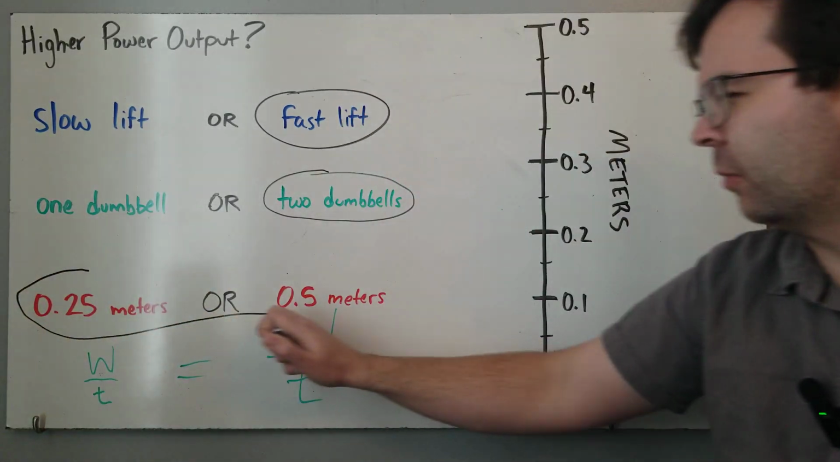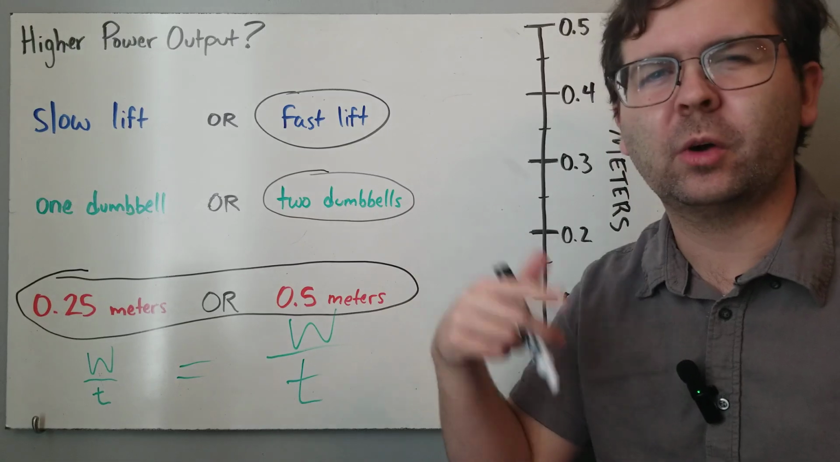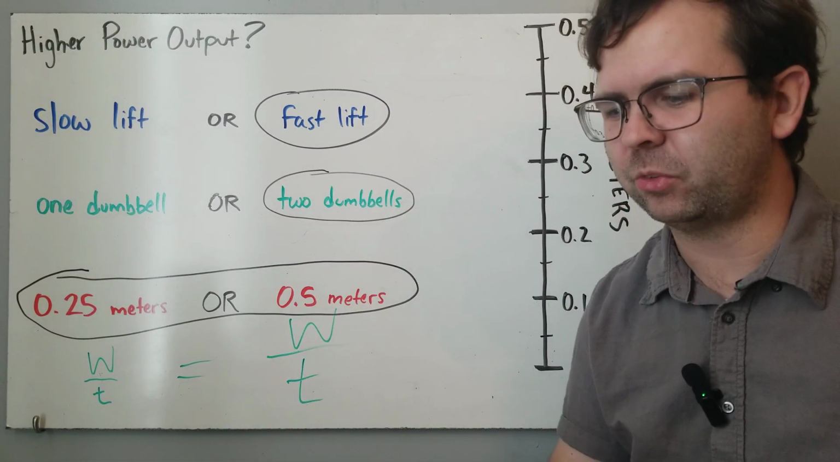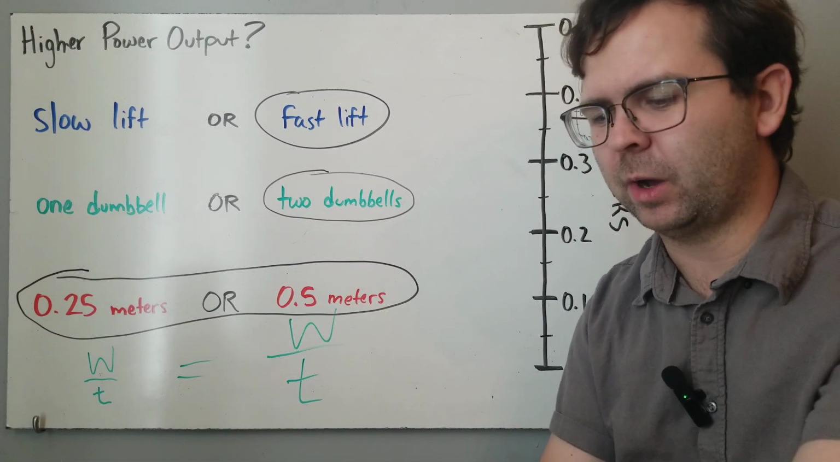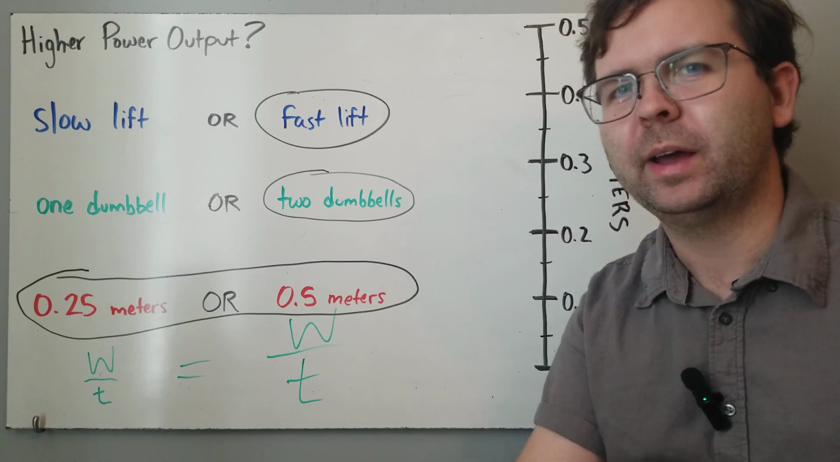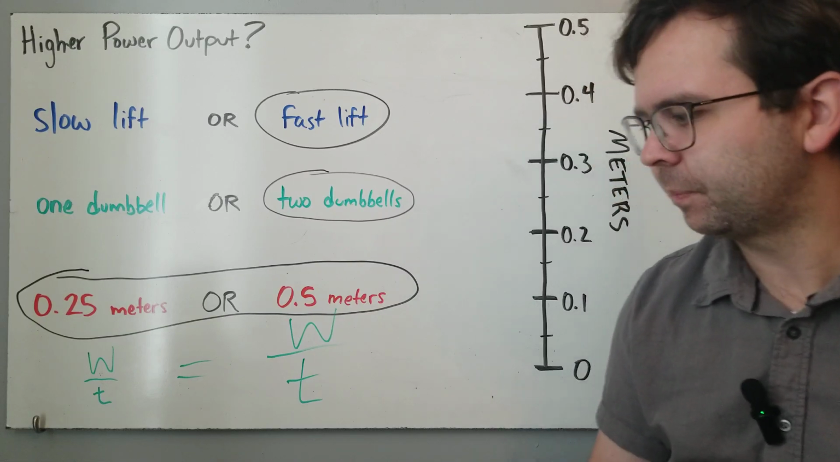Even though they're different distances, since they're going at the same rate, the same speed, it's the same power output, because power is only about how quickly you can do the work. Let's look at one more example like this, just to make it a little bit more clear, hopefully.